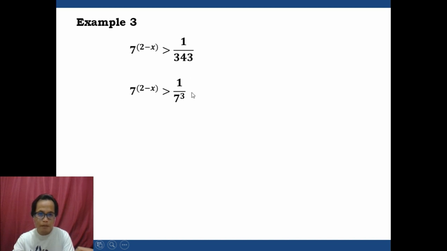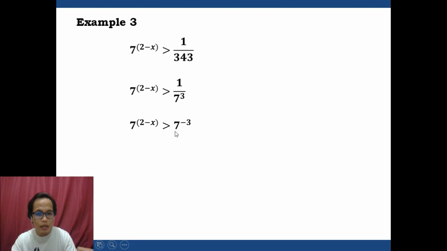So, diri nato, apply nato ang reciprocal niya, ang iyang exponent nga 3 mahimong negative. So, we copy the left side. So, 7 raised to 2 minus x is greater than the positive here. Nag-reciprocal na mahimo. So, nag-reciprocal na mahimo ng 7 raised to negative 3. So, asa naman ang 1, sir?